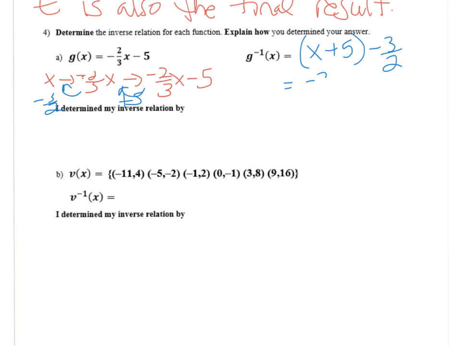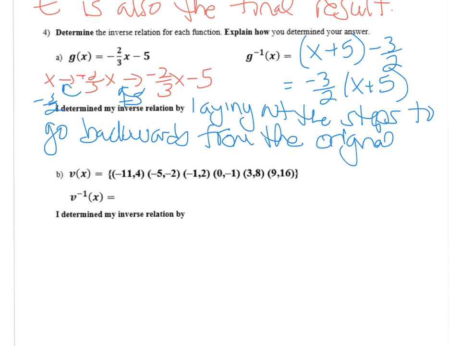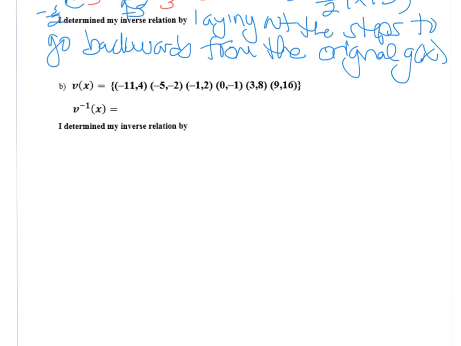Making that look nicer, I'm going to put the negative 3/2 as a coefficient. I determine my inverse relation by laying out the steps to go backwards from the original g of x. So the general theme here: inverses are the backwards.